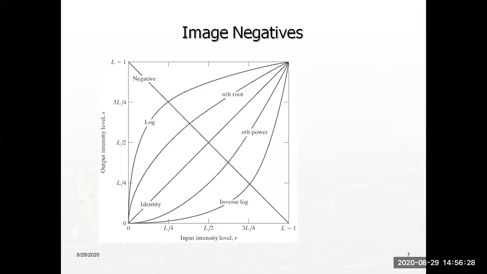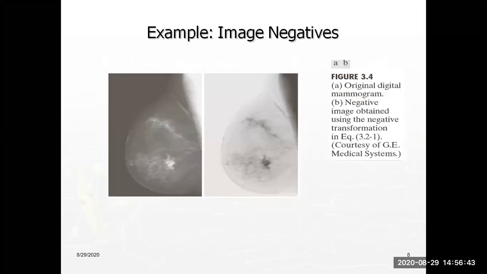For these transformation functions, we have seen examples. The first is the image negative: s equals L minus 1 minus r. If you apply this expression on this image of breast cancer tissue, black becomes white and white becomes black. Then the image will be like this.